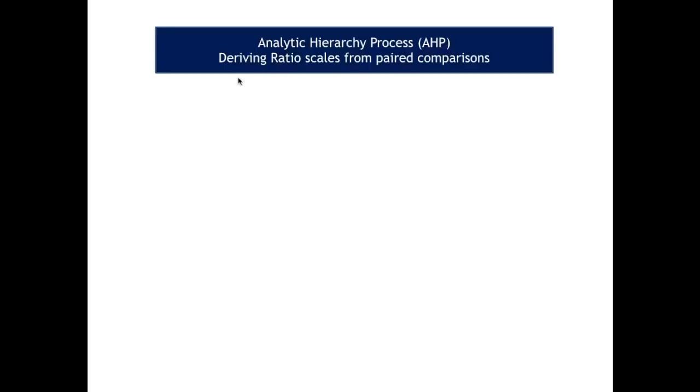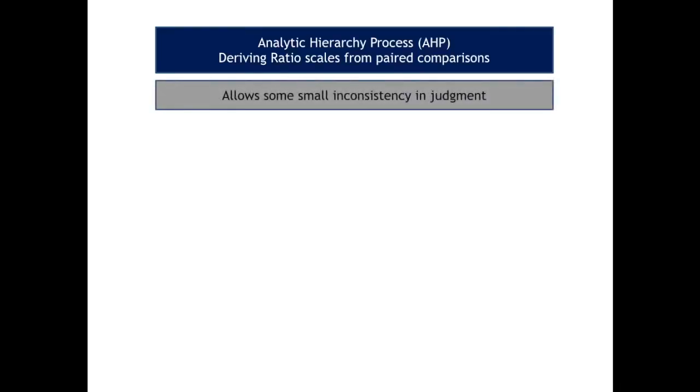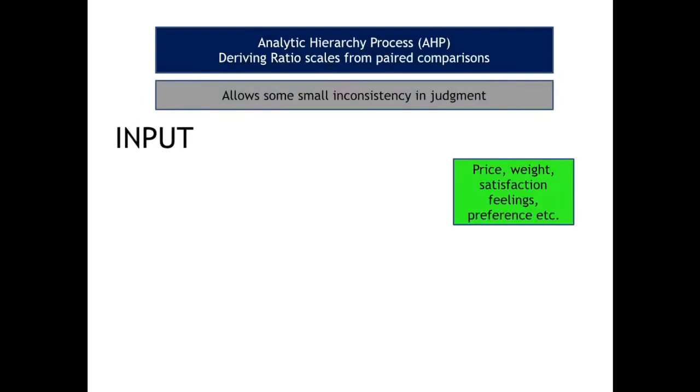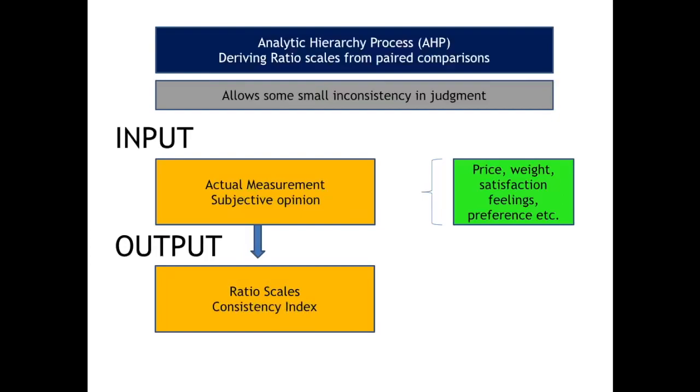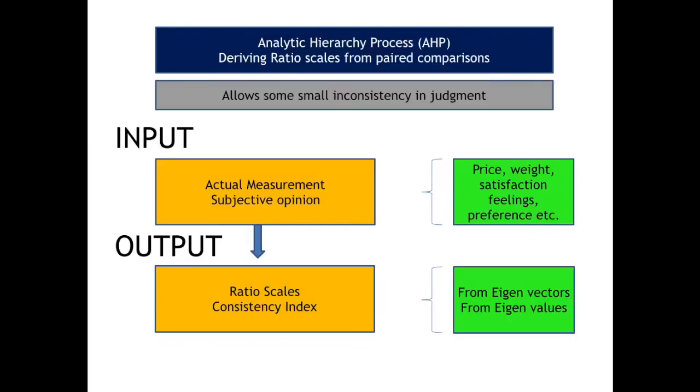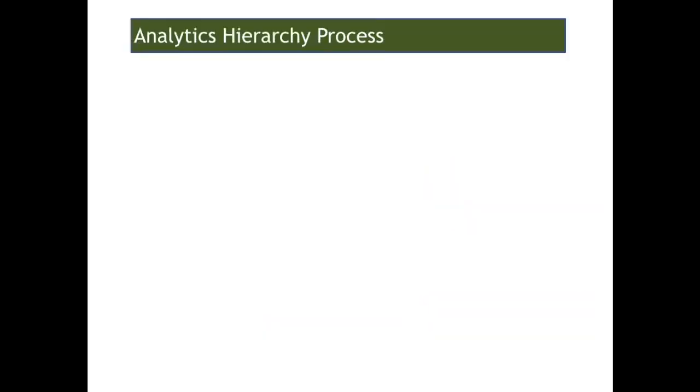The analytic hierarchy process allows some inconsistency in the judgment. The inputs are price, weight, satisfaction feelings or preferences, and these are actual parameters or you can say subjective opinion. The outputs of the AHP process are ratio scales or consistency index, and these are derived from eigenvectors and eigenvalues. We will see the process in the next slide.